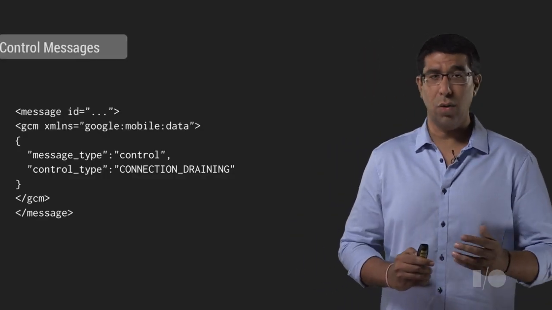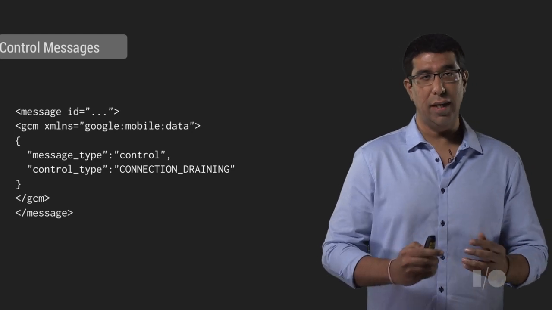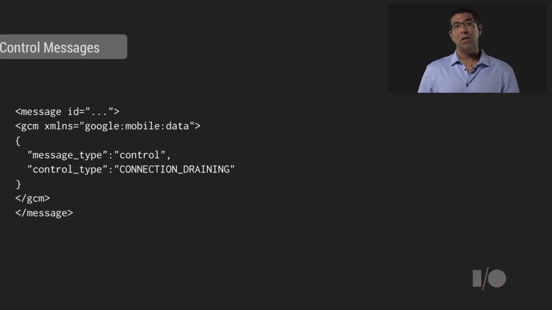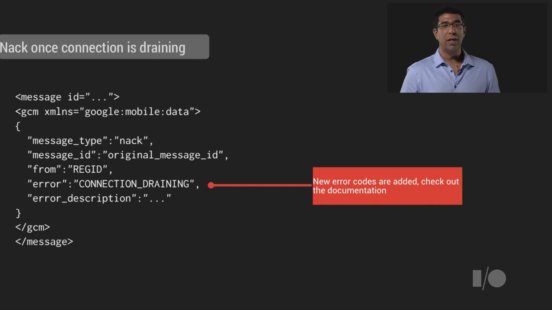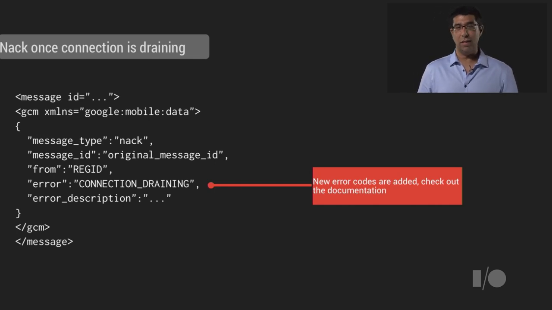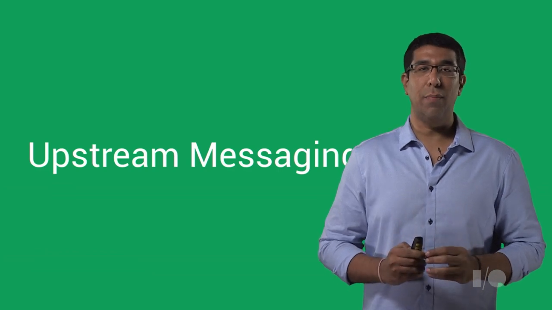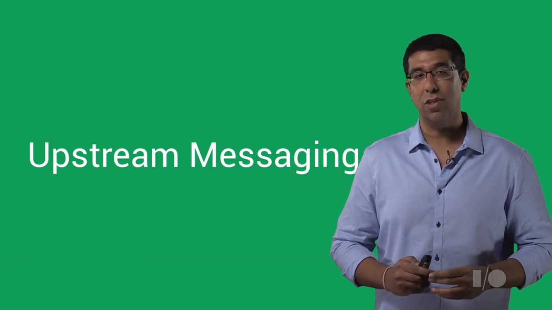Here's an example of a control message describing that a connection is draining. What this message means is that the sender should not send any more messages on this connection. Any new messages on this connection will get back a NACK with an error code indicating that the connection is draining. We have also added new codes for other types of errors like JSON parsing, etc. So what we learned so far is that with the XMPP endpoint, GCM provides the ability to have a persistent bidirectional connection to your servers. We also saw how to send messages down to a device using this connection.